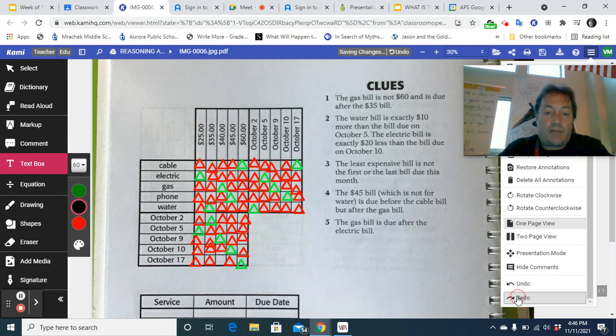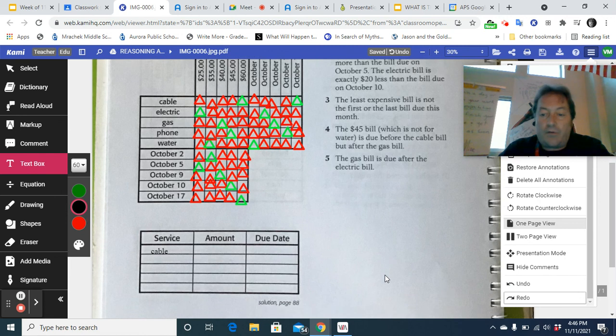Now remember, to get the full credit for these, you have to go ahead and fill in the solution box. So just go in the order that you see it up here. We have cable. We have $60 on the 17th of October. We have the electric bill for $25 on the 5th of October. The gas bill is going to be $40 on the 9th of October. And the phone bill, $45 on the 10th. And then the H2O, the least expensive of the bills, the first bill due is $35 on the 2nd.